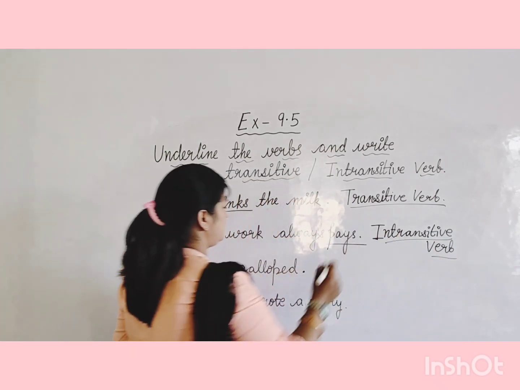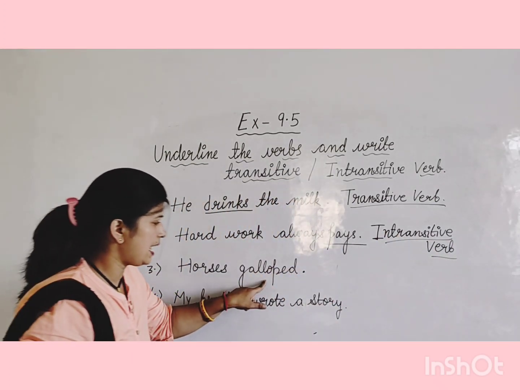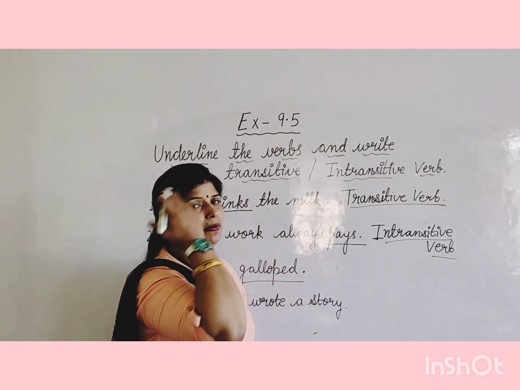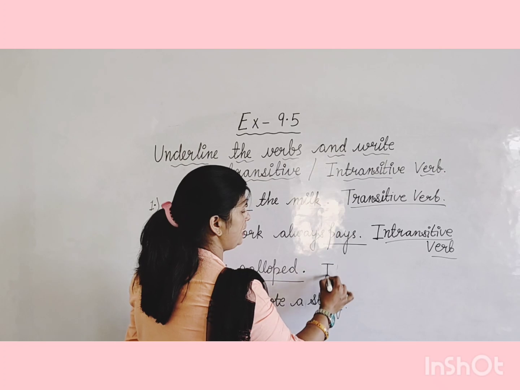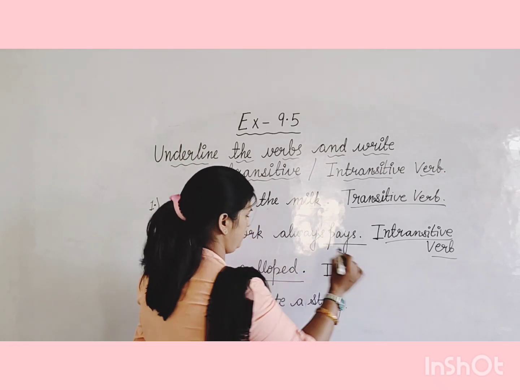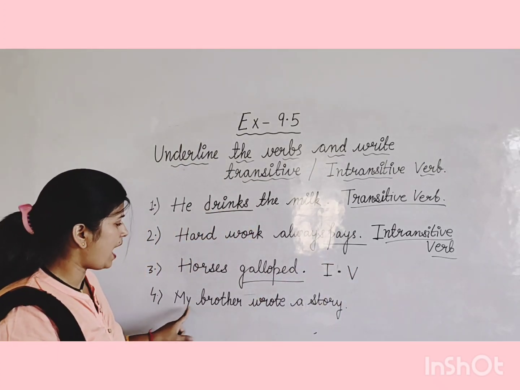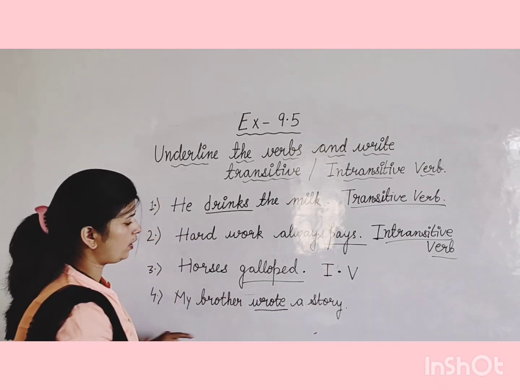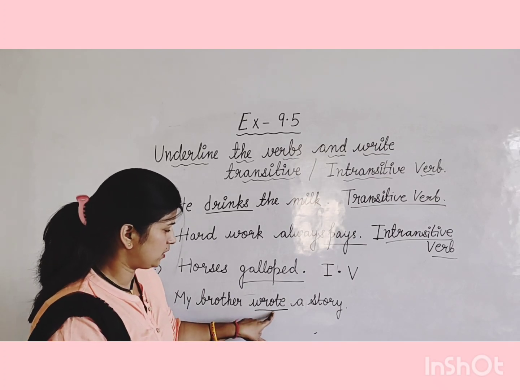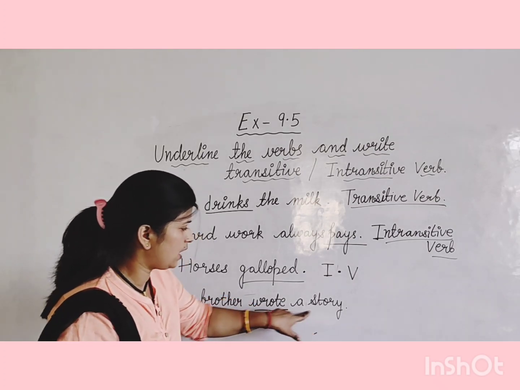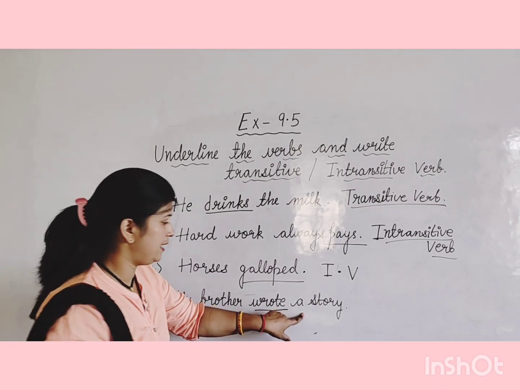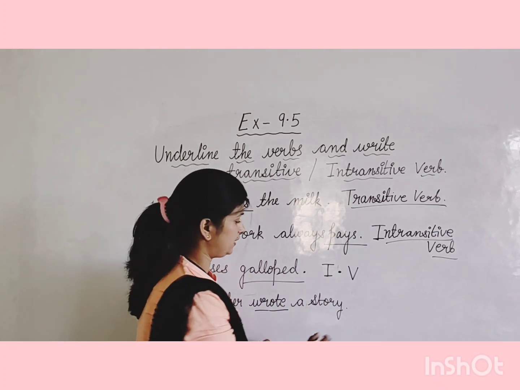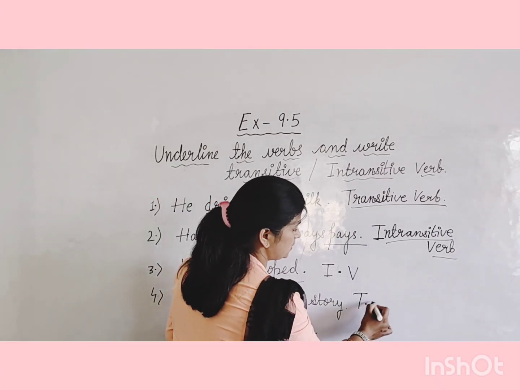Now similarly in this case, horses galloped. In this, gallop is your verb and it is making a complete sense. So it is also an intransitive verb. Fourth one is my brother wrote a story. In this you can see that wrote is the verb. It requires the object to complete its meaning. So this is your transitive verb.